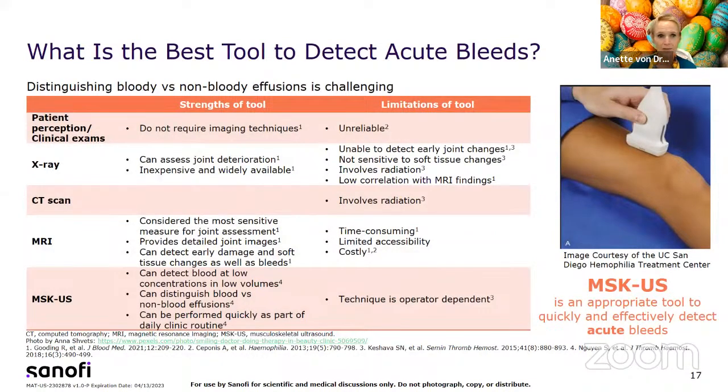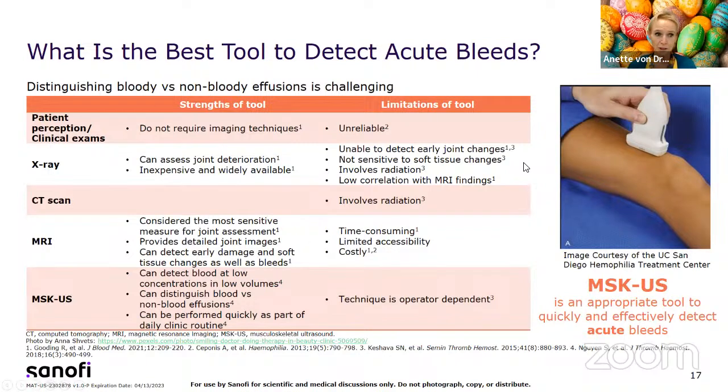Distinguishing bloody versus non-bloody effusions, let alone just arthritic pains, might be challenging. So we sort of understand right now that patient perception and even physicians' clinical exams are not very good in terms of diagnosing pains associated with bleeds. There are somewhat unreliable methods.